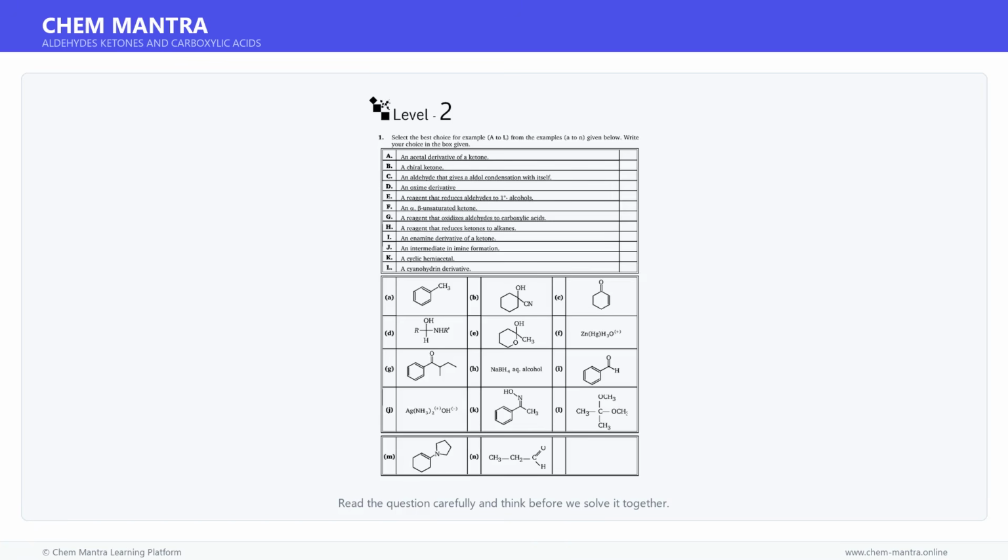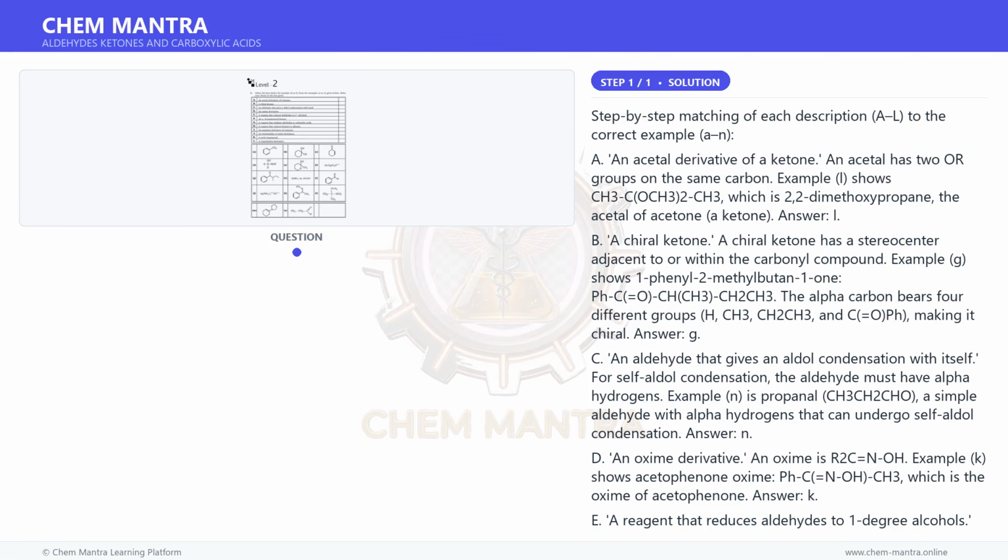Here is a matching type question. Study the items in both columns carefully. Try to work out the matching before we solve it together. Let us begin solving this step by step.